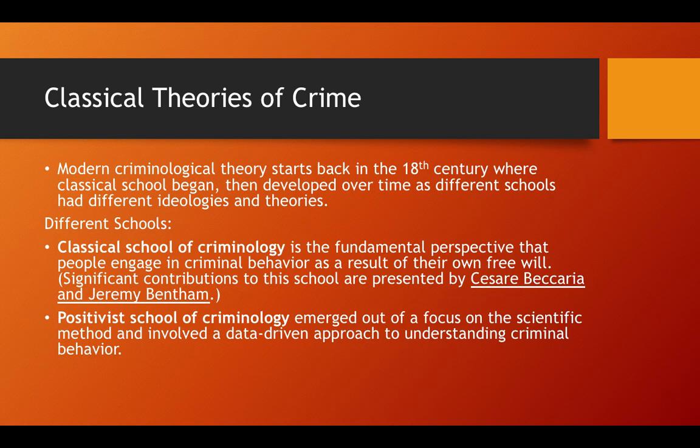Modern criminological theory starts back in the 18th century, which is the 1700s, which is when the classical school began, and then it kept developing up until today, where we have more contemporary theories. We have two different schools of thought. One is aligned with Cesare Beccaria, which is the classical school of criminology, and then the positivist school of criminology, which is aligned with Cesare Lombroso. We're going to discuss these two schools of thought up ahead.